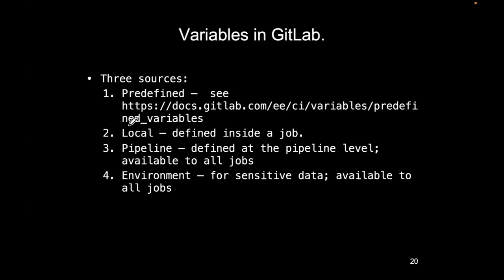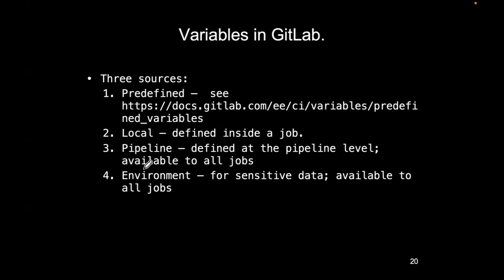That's fine. You can define variables at the job level. I don't tend to do that, but you can. You can define variables at the pipeline level, which means any pipeline level variables are available to every job in the pipeline. And we will see an example of that in a moment. And there are also what are referred to as environment variables. These are also extremely important.